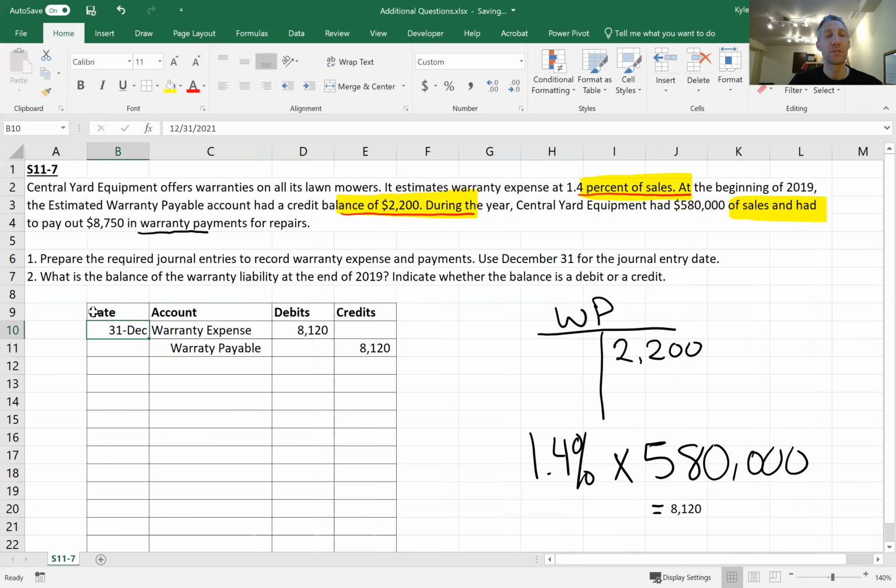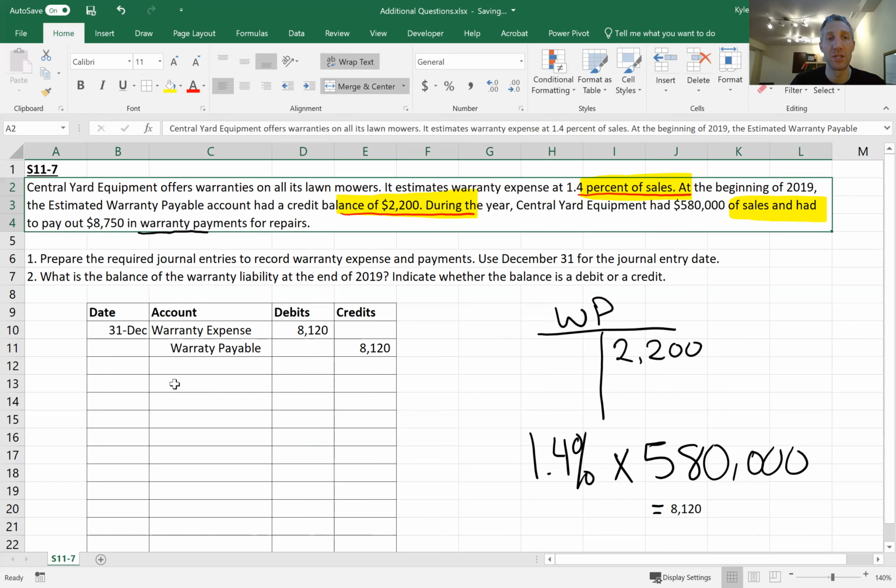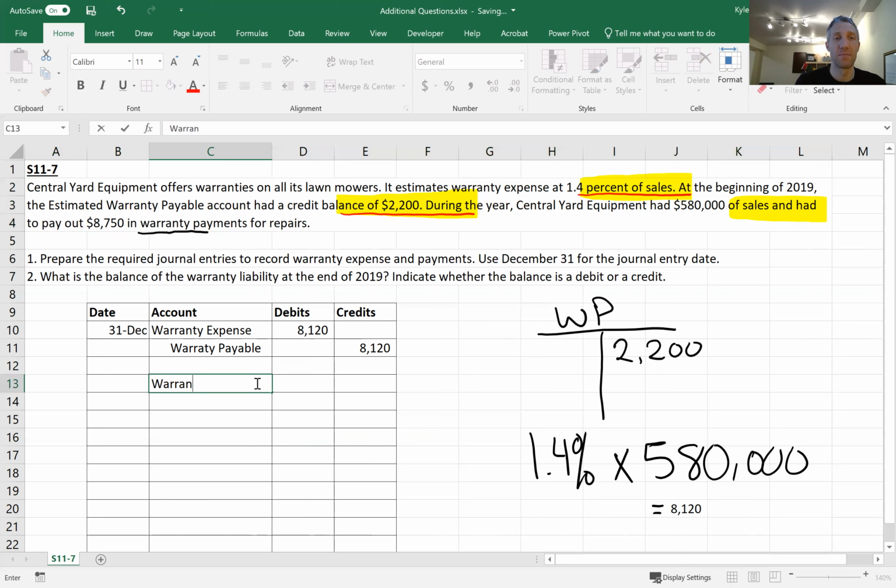Requirement 1 also asks us to record the payment of the warranty. Now, it said here somewhere they had to pay out $8,750 for warranty payments this year. The warranty payment is always really the same. We're going to lower our liability. We're lowering it by $8,750. This is what we paid out, and we paid out with cash, $8,750.